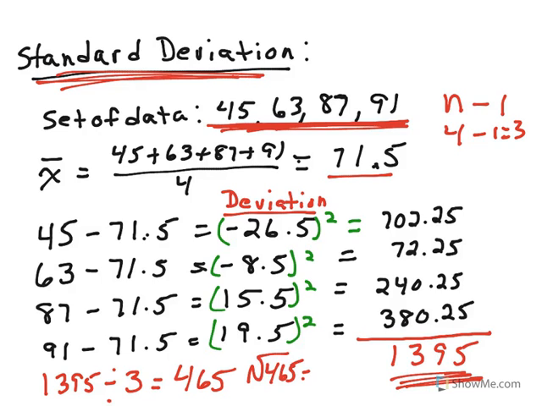And that gives us, rounded off to the nearest tenth, 21.6. So our standard deviation is 21.6.